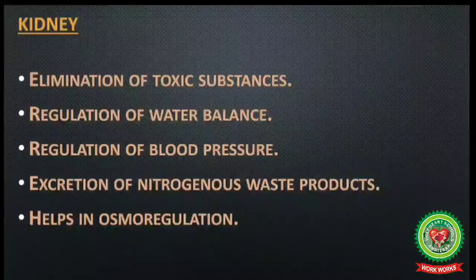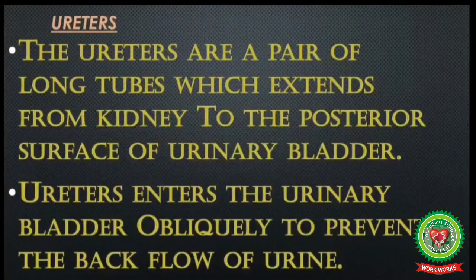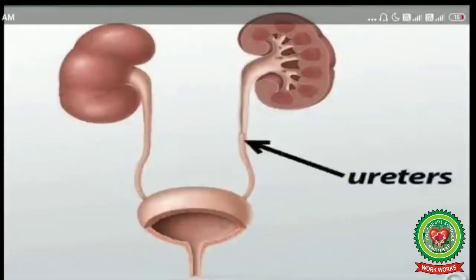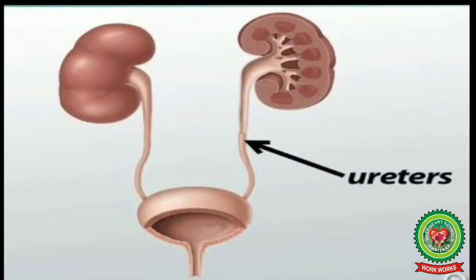Now next we are going to talk about ureters. The ureters are the pair of long tubes which extends from kidney to the posterior surface of urinary bladder. Ureters enters the urinary bladder obliquely to prevent the backflow of urine.